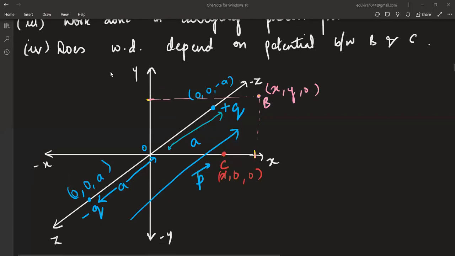Let's discuss. I think 5 minutes have gone, so let us now discuss it. See, two charges are given, minus q and plus q on the axis. This is given, but this doesn't change your answer. Remember, this type of question we did in the first lesson also, when we started with dipole.